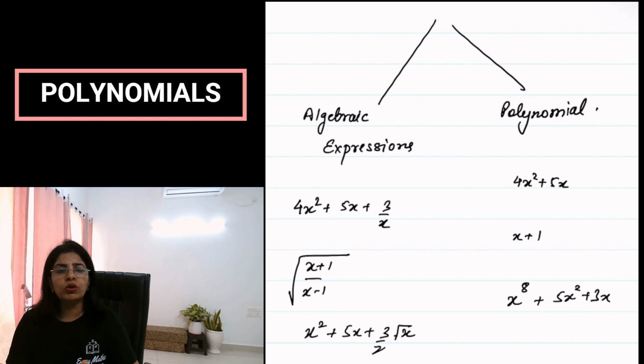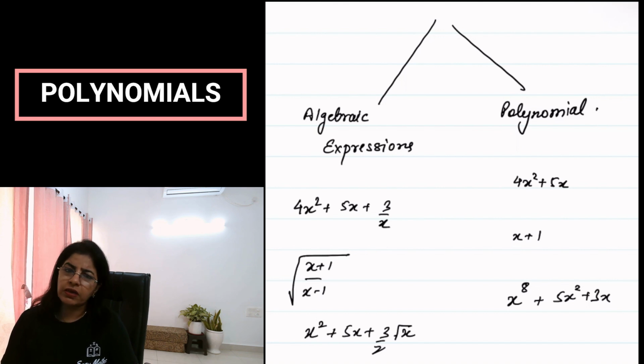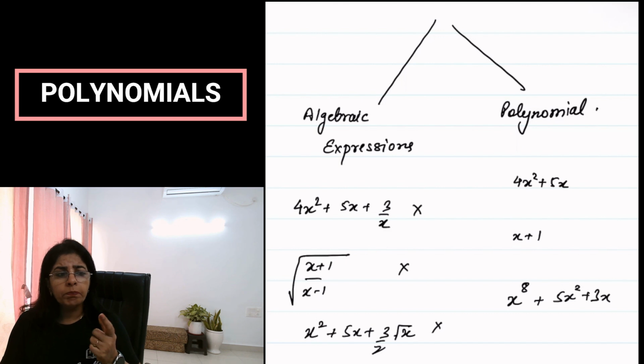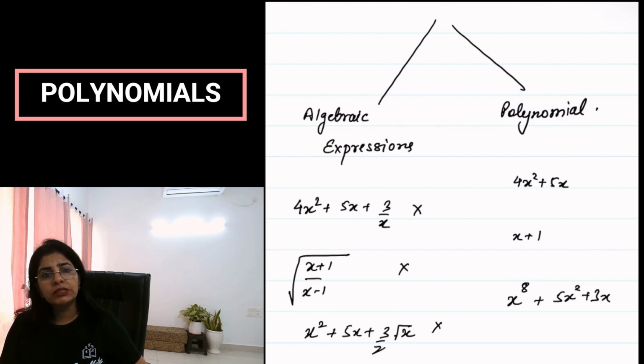And there is no rule for algebraic expressions related to the variable x or y, whatever we take. Like the example I'm taking here, 4x square plus 5x plus 3 by x is an algebraic expression because here the terms are separated by plus and minus signs. In the same way, the second example I've written here, root x plus 1 and root x minus 1, is also an algebraic expression. But these two don't fit into the category of polynomials, because polynomials are algebraic expressions having the power of the variable x as a non-negative integer.